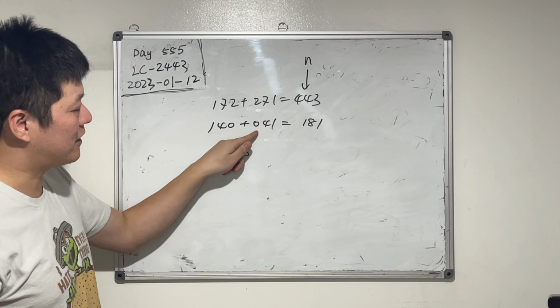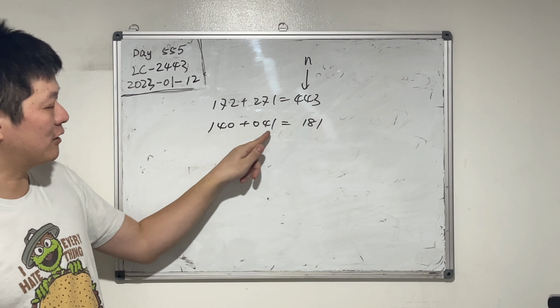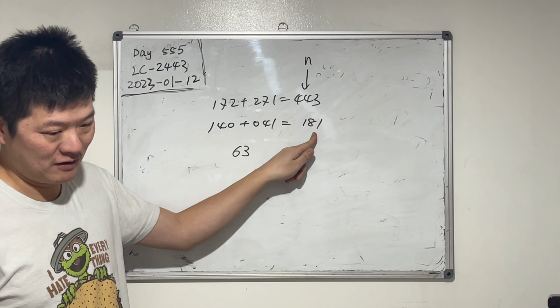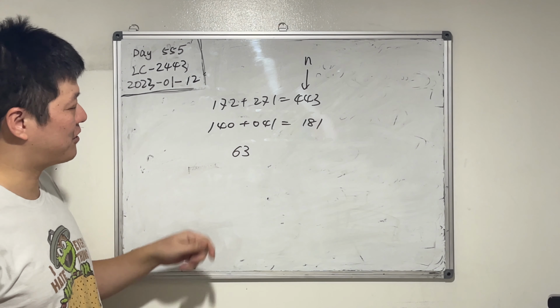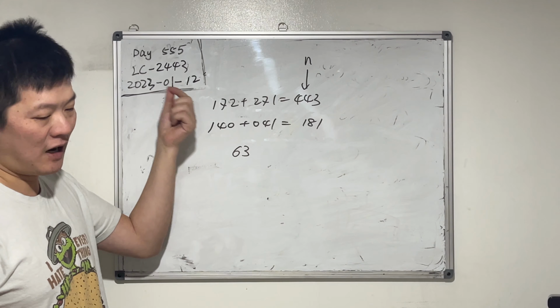140, the reverse is 041. Okay, we can have leading zeros, so plus it together equals 181. Okay, 63, we don't find such a non-negative integer, such that it plus its reverse equals 63.